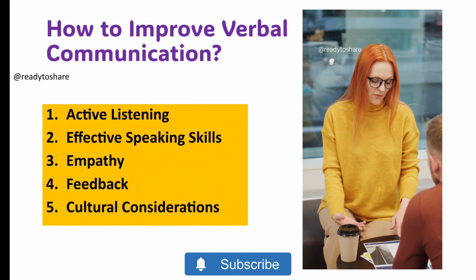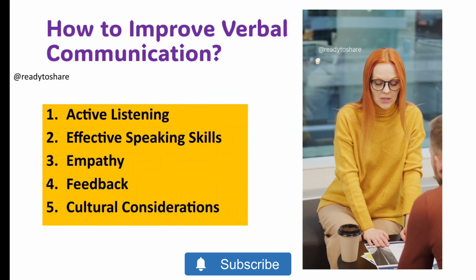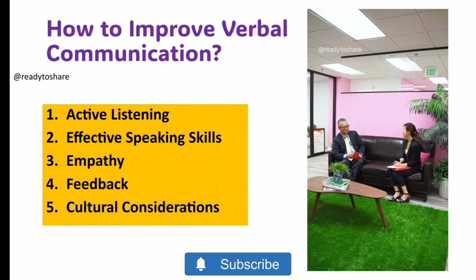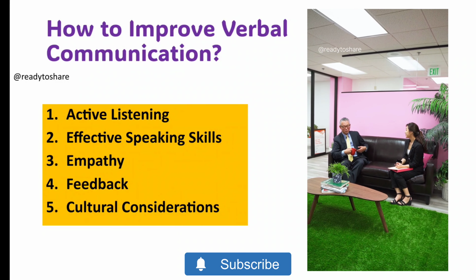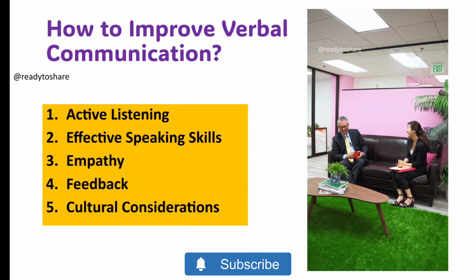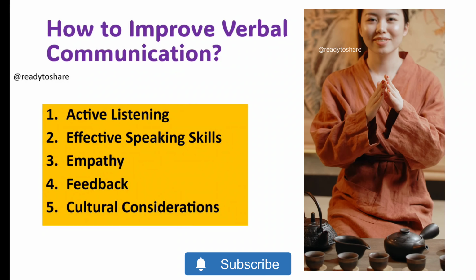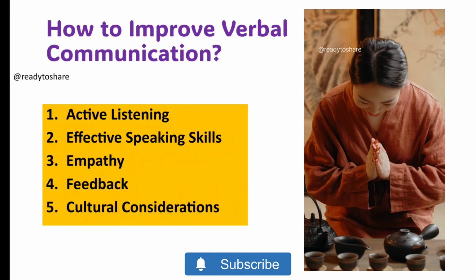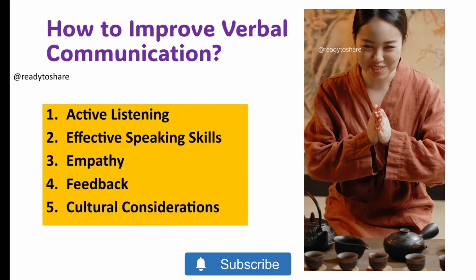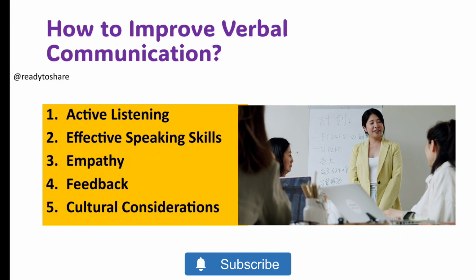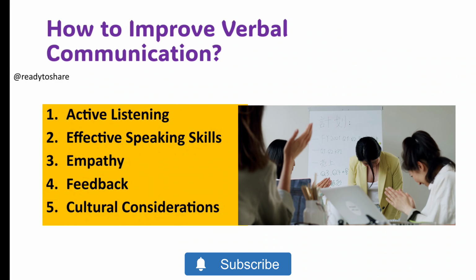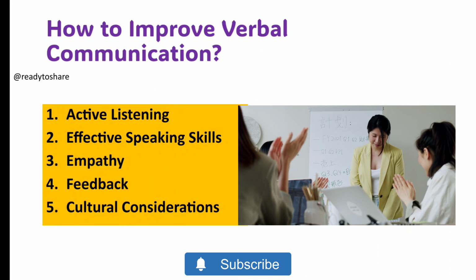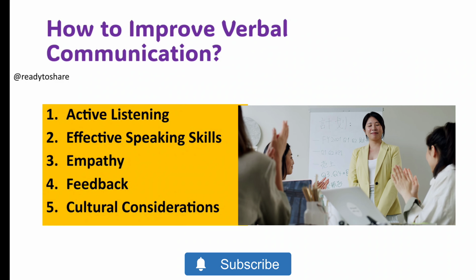Fourth, feedback. Providing constructive feedback to ensure mutual understanding. Example: after a presentation, asking for feedback helps improve future communication. Next, we have cultural considerations. Cultural norms and practices can significantly impact verbal communication, including language choice, formality, and nonverbal cues. Example: in Japan, bowing is a nonverbal cue that shows respect and gratitude.